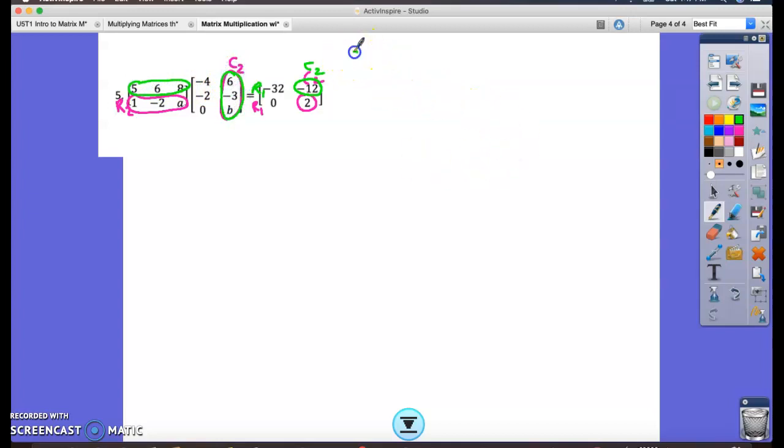So 5 is the first guy in the first green circle. Who's the first guy in the other green circle? 6. Plus 6 is in the middle. Who's in the middle of the second green circle? -3. And finally, I have 8 is going to be partnered with my letter B. And together, they will all produce that -12 entry on this resulting matrix.